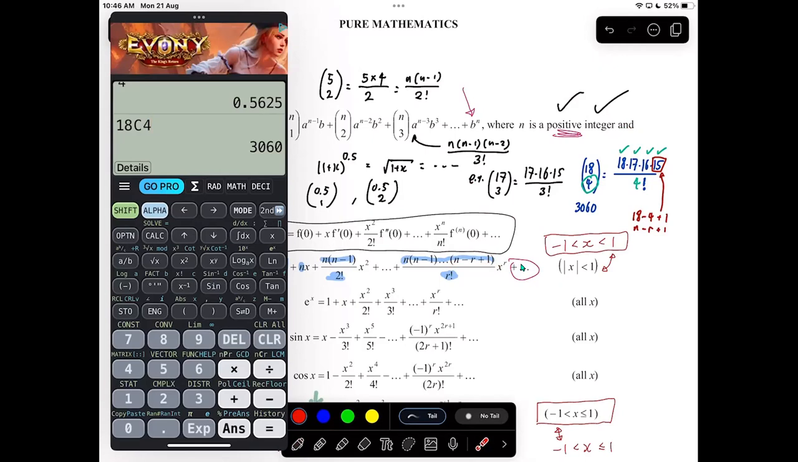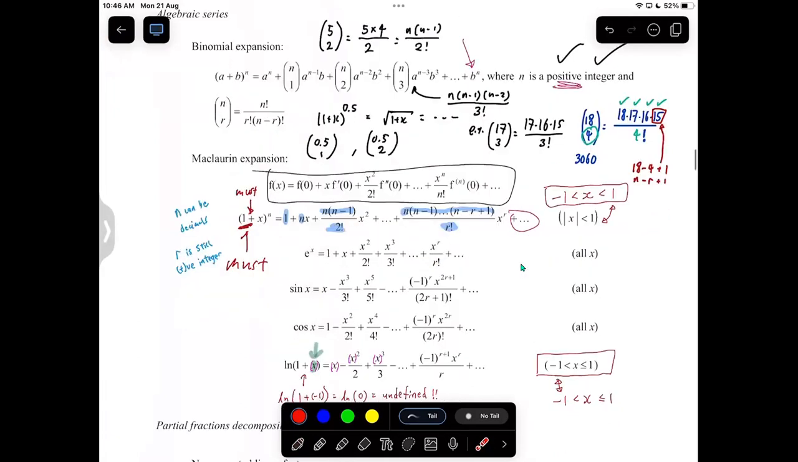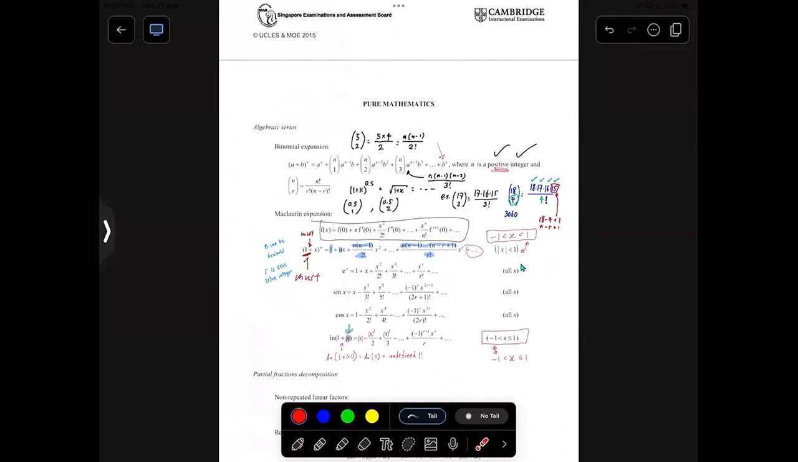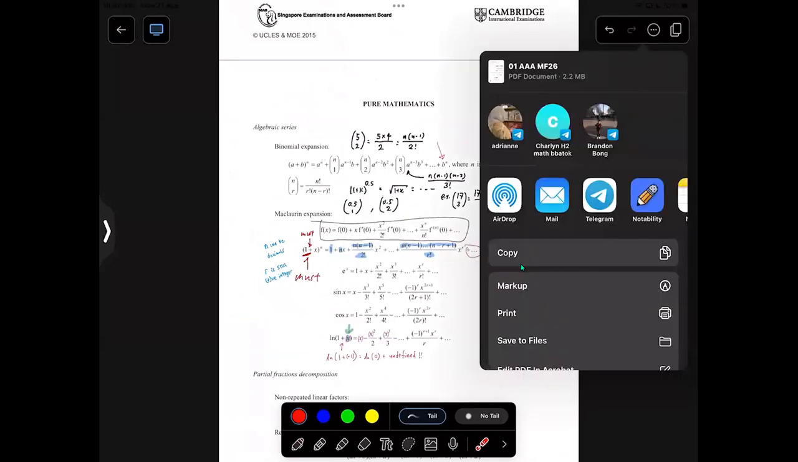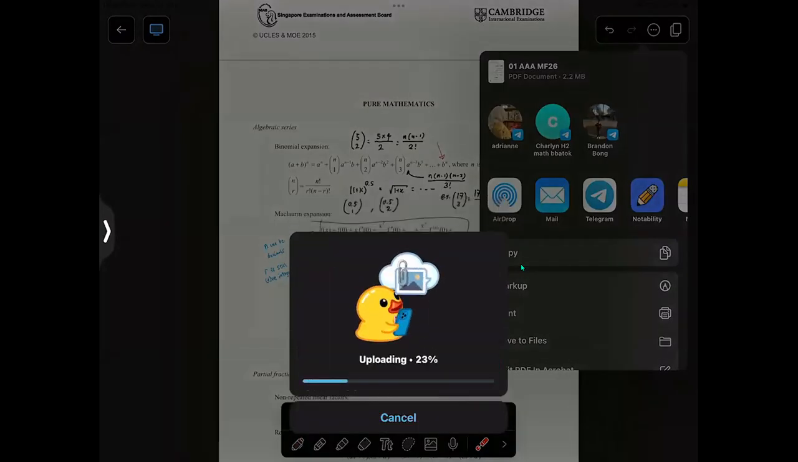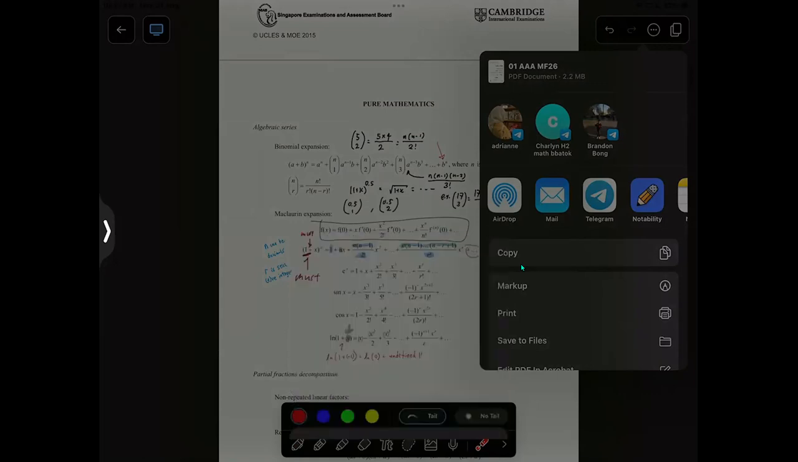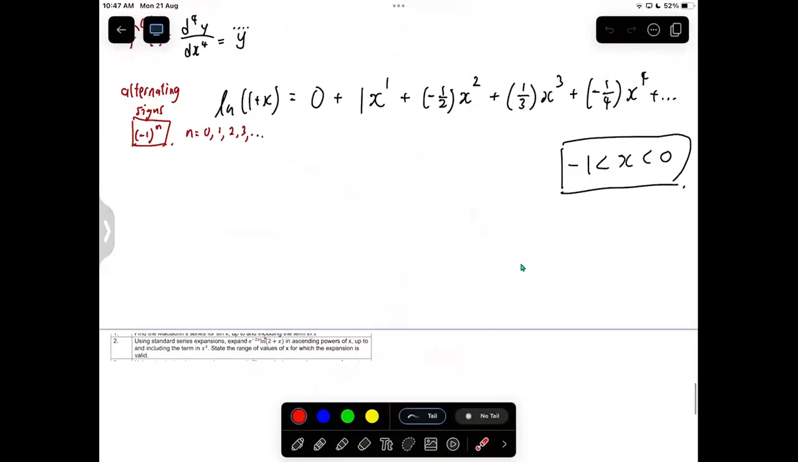Very good. Move on. So this is the expansion. You have to use the formula. Let me just send you this file first. Okay, it's called the MF26. You can use it. We'll be referencing it. So now let's try and solve some questions. Let's see. So the basic examples.